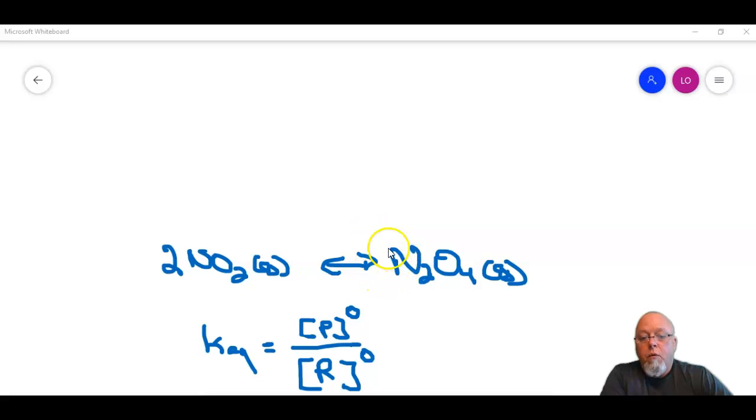So if we have N2O4, the coefficient is 1, we would make that coefficient 1, which we all know from algebra you don't need to have 1x, so you don't need to have a 1 there. And the reactants, the coefficient is 2, so we would have to write a 2 here.